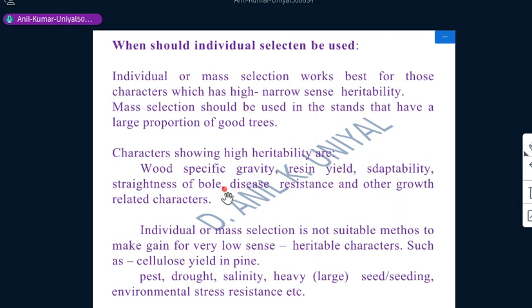Individual or mass selection is not a suitable method to make gain for very low heritable characters such as cellulose yield in pine, pest, drought, salinity, or heavy shedding, or environmental stress resistance like characters. These come under low heritability characters. So mass selection is not considered good for these types of characters.